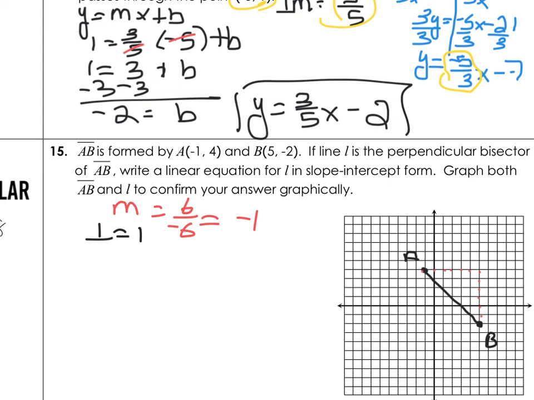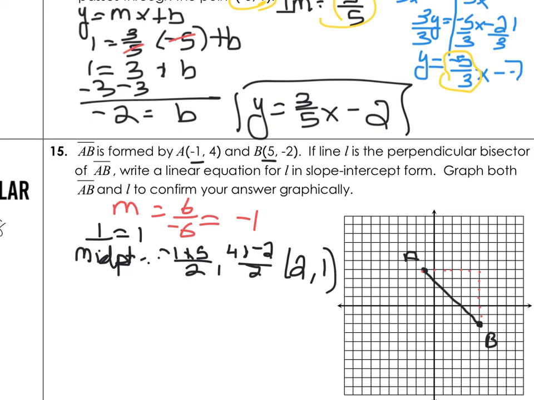Now, I need to find my point, and it says it's perpendicular bisector, so what I need to do is find the midpoint. So all you do is you average your x's and average your y's. So the midpoint would just be, add your x's, so -1 plus 5, divided by 2, and then 4 plus -2 divided by 2. So this is going to be 5 over 2, and then this is going to be 2 over 2, which is 1. So that's the point you're using. You're using 2, 1, and then you're using this slope.